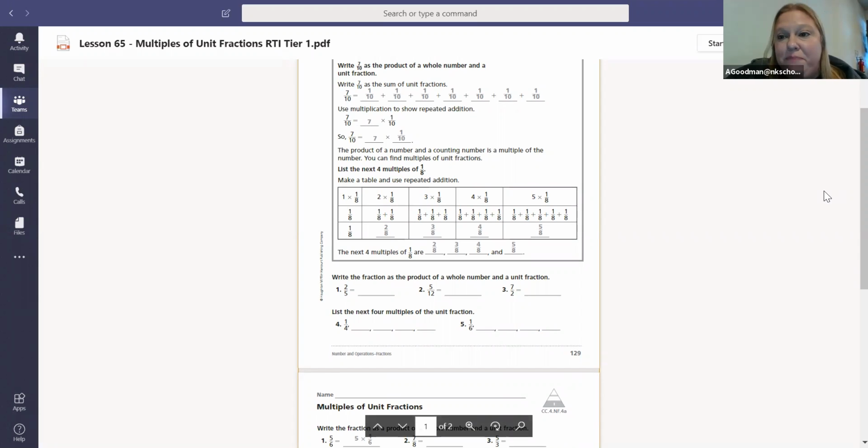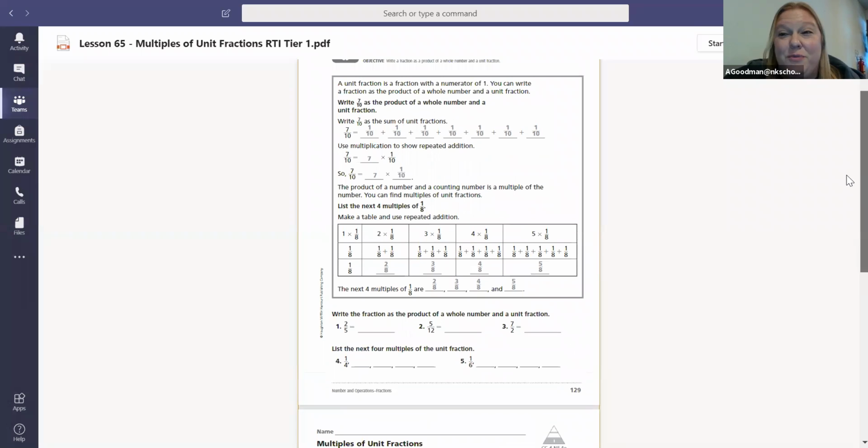So this is the basic, the easy part. And then the next couple lessons get a little bit harder. So pay attention to the easy part so you'll know how to grow the lesson in the next few parts, the next couple lessons. But you could probably do more than one math lesson today because it's such a short lesson. All right, so this is multiples of unit fractions.